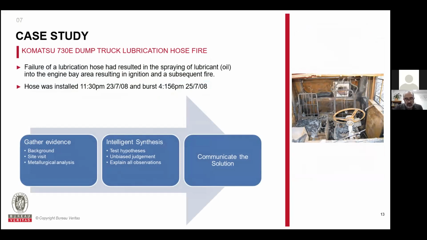When we got involved, it was a case of getting some information on the sequence of events leading up to that failure. We were told there was a failure of a hose that sprayed lubricant onto the engine bay, resulting in an ignition. What was interesting was that the hose was installed on the 23rd, and on the 25th, a few shifts later, it failed. From our perspective, why would something like that fail so quickly? There weren't any recordings of pressure spikes or anything like that.